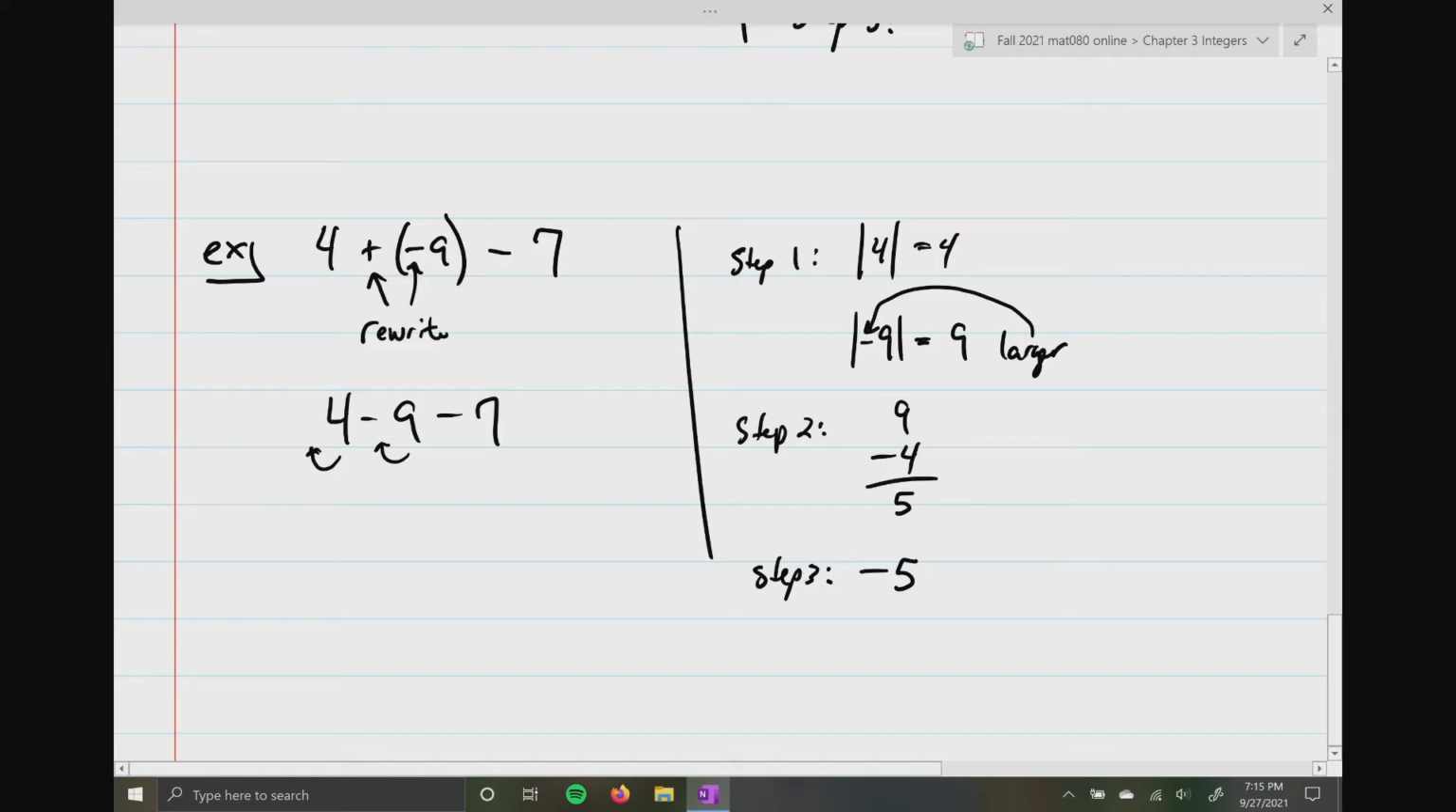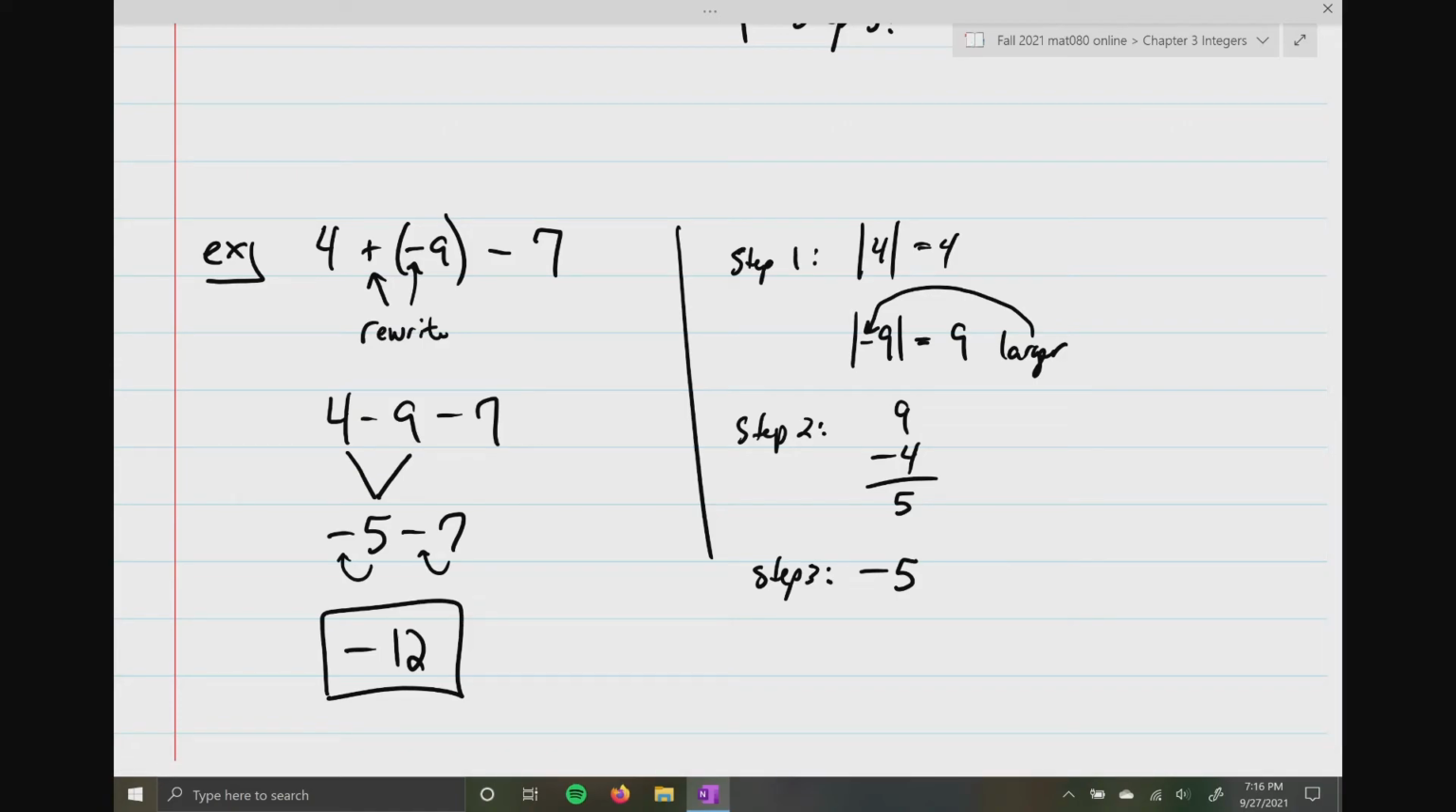So for this very first part, 4 minus 9, you get -5 minus 7. And then here, we switch it up a little bit because both signs in front of each number are negative. So we combine the numbers, keep the sign. So this answer will be -12. Okay? So I hope this is making sense. We're not done yet. We got a couple more to do.